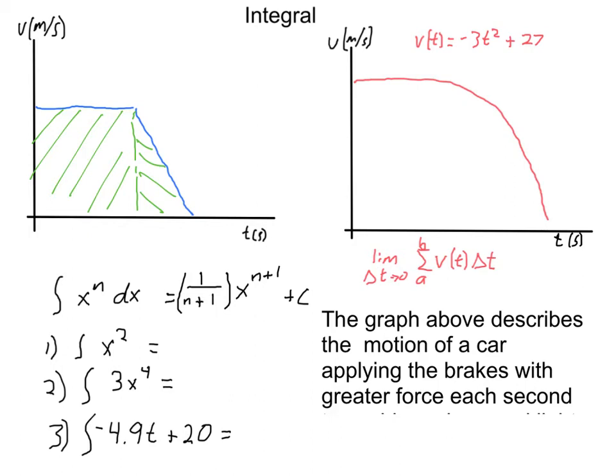But what happens whenever you get a graph or function that looks like this? So here's this function of velocity. This does not have a constant acceleration. This has a changing acceleration. So what do we do now? Well, once again, to find the area underneath, you're going to have to take the integral.